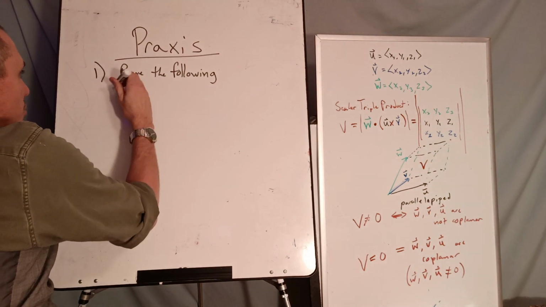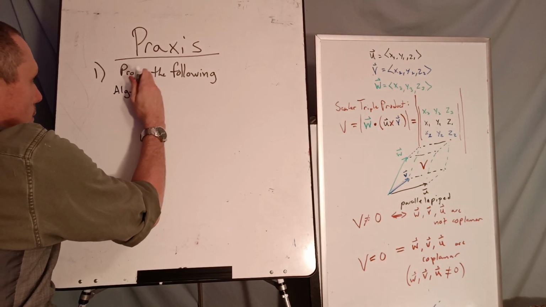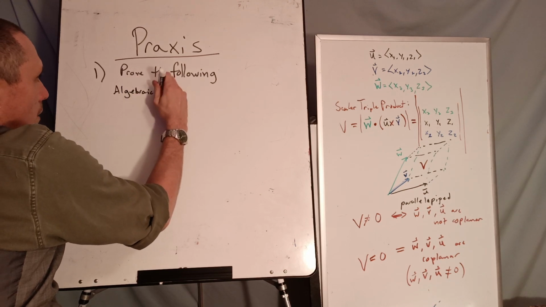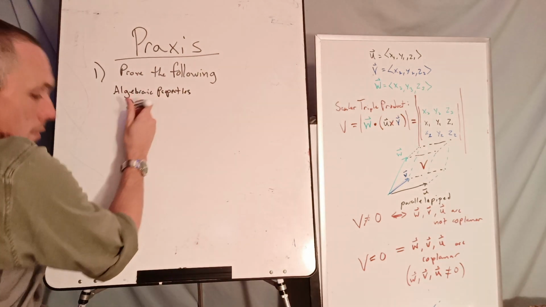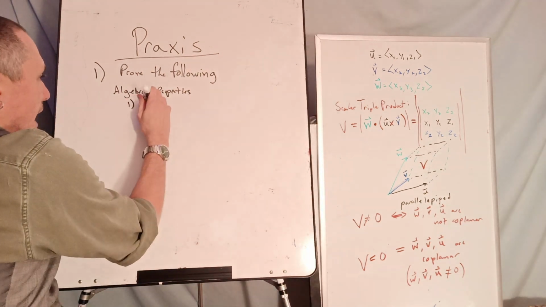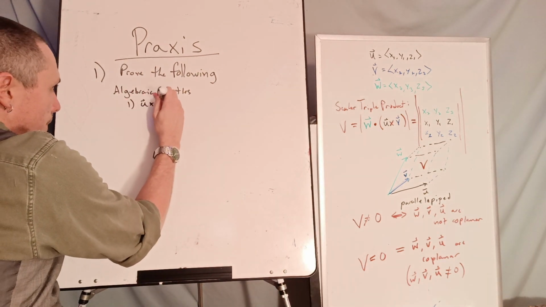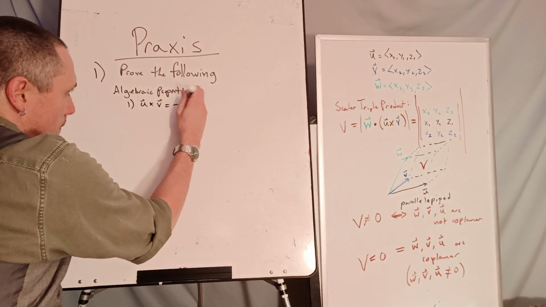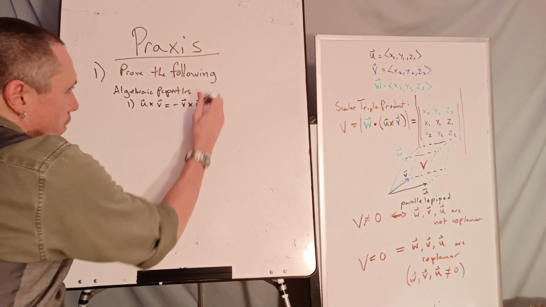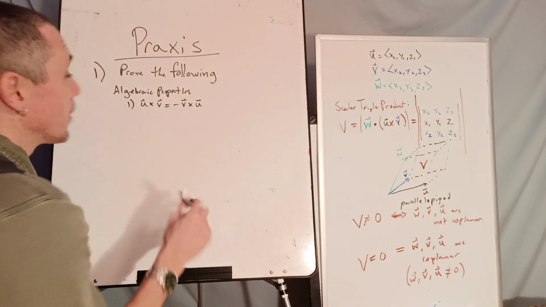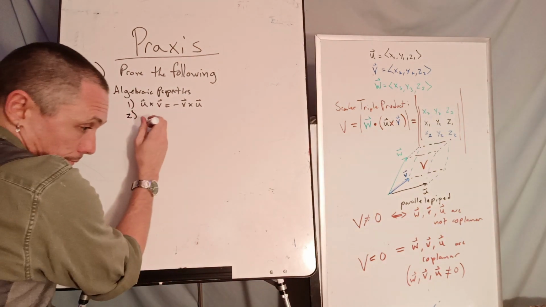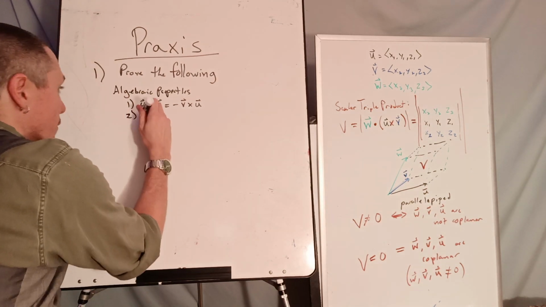So here are some algebraic properties of the cross product. Number one, it is antisymmetric. This has to do with the odd nature of cosine. It's an odd function. Number two, it's distributive.